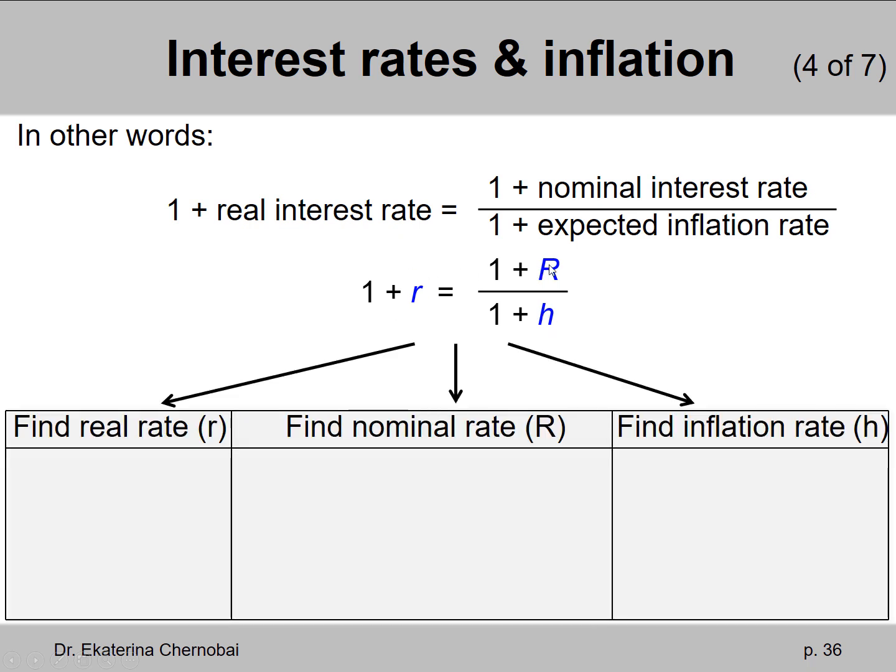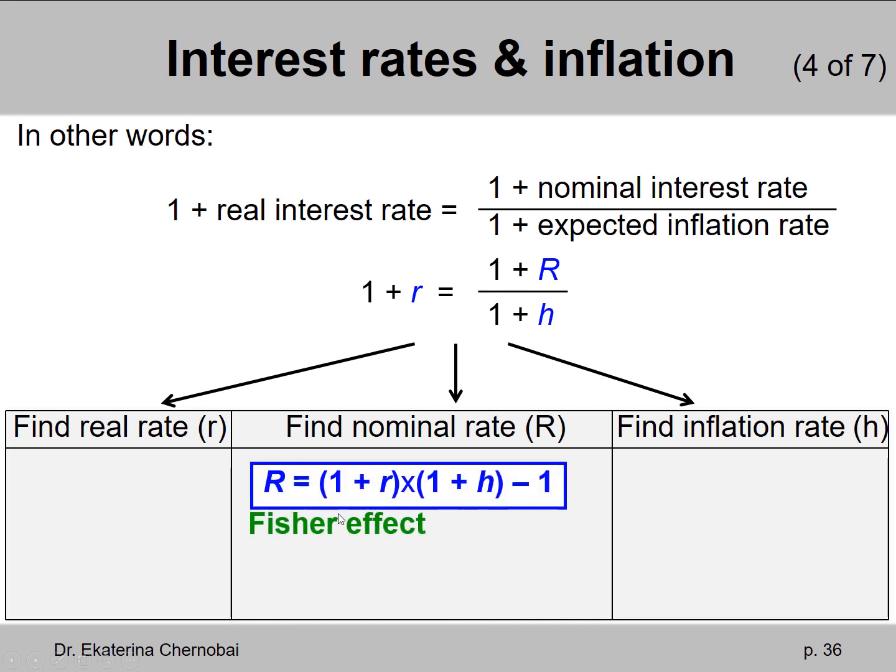Because there are 3 notations in this formula, there are 3 things you might be asked to solve for: either the real rate, or the nominal rate if the real rate is given, or the inflation rate if both the real and the nominal rates are given. So we can rearrange this formula to solve for lowercase r, uppercase R, or h. This formula here that calculates the nominal interest rate is known as the Fisher effect.